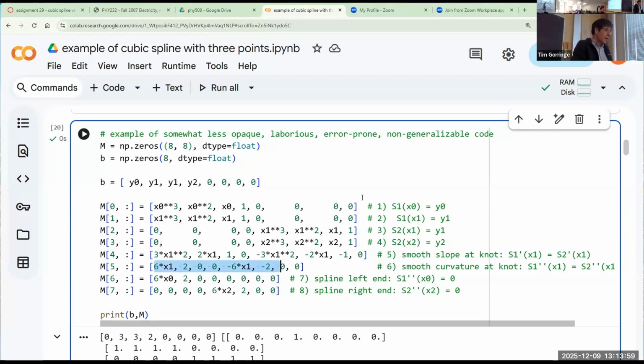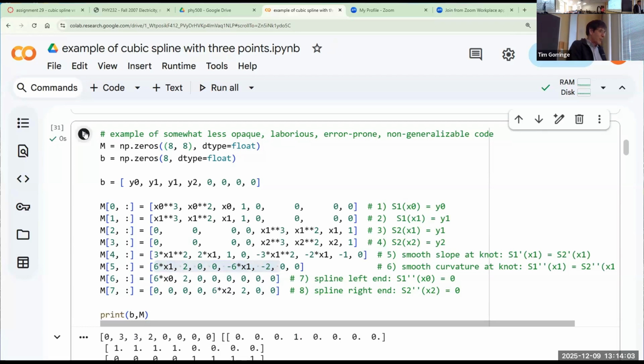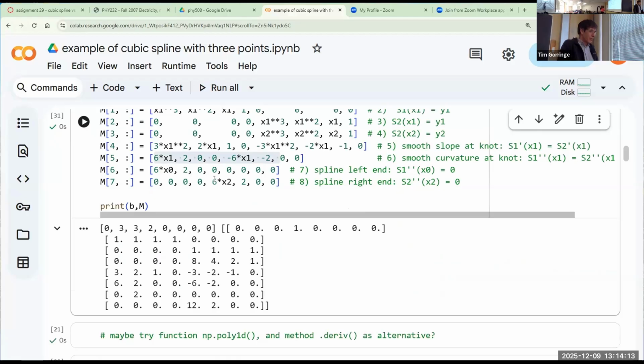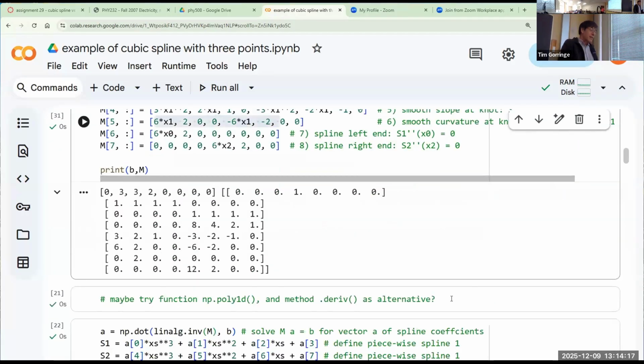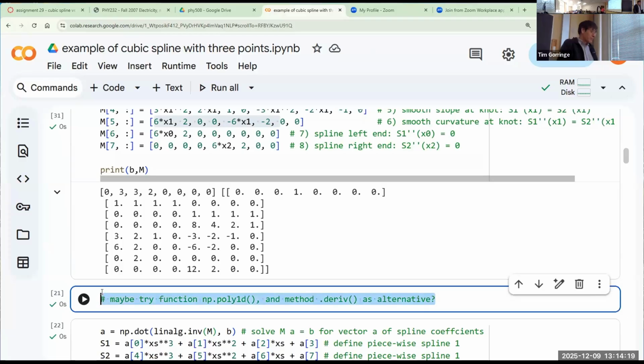So it's a little bit less opaque, and it's certainly more generalizable, I think, and it's less prone to making a numerical mistake. So those are the virtues of that. But anyway, I got them to agree in the end. So I was pleased about that. I did think afterwards, maybe there's an even better way.